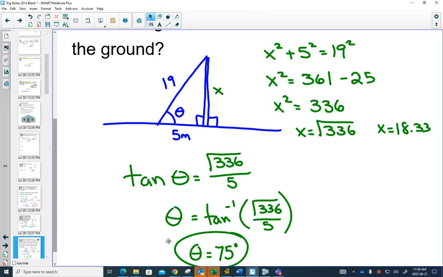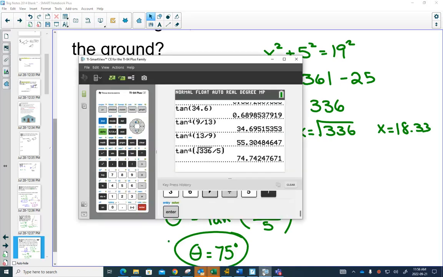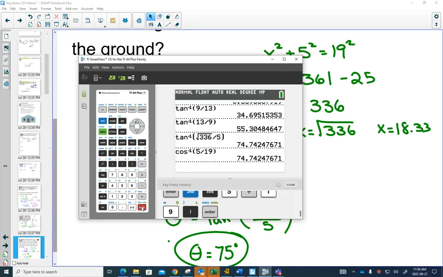Okay, this is where we're going to stop today, but first I want to just blow your mind a little bit. Okay? Beside tan, I've got cos and I've got sine. Check this out. Second, cos inverse. What? What? What? How come that worked out to the same answer? Math.